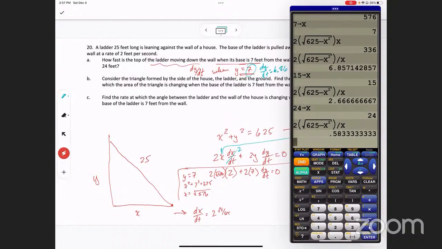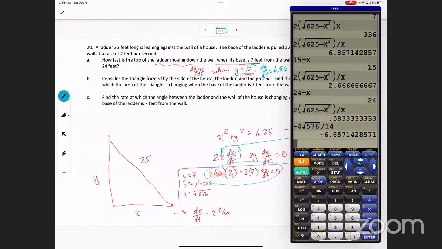Let's start this over again. This should be negative 4 times the square. I'm looking at this formula right here, and I'm solving for dy/dt, okay? So it should be negative 4 times the square root of 576, and then I'm going to divide that whole thing by 14. Okay, so that's why. The answer should have been a negative because it's going down.